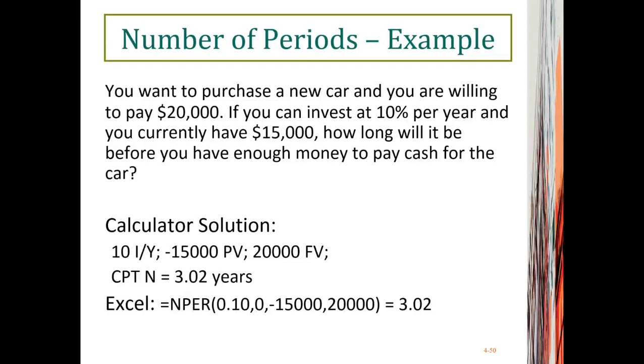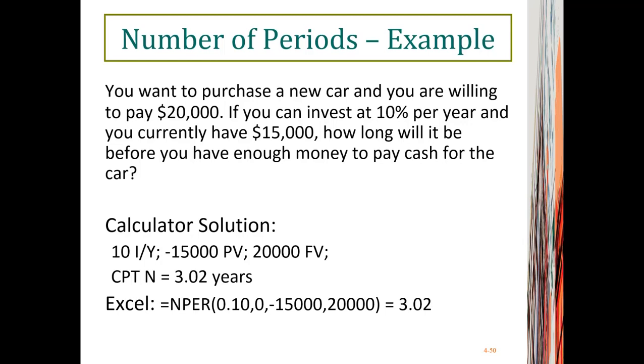Now let's take a look at one example. You want to purchase a new car and you're willing to pay $20,000. If you can invest at 10% per year and you currently have $15,000, how long would it be before you have enough money to pay cash for the car? So what you have here is $15,000, and what you want to achieve is $20,000. Your investment return is 10% per year, and you want to know how long you should invest your money to get that $20,000.